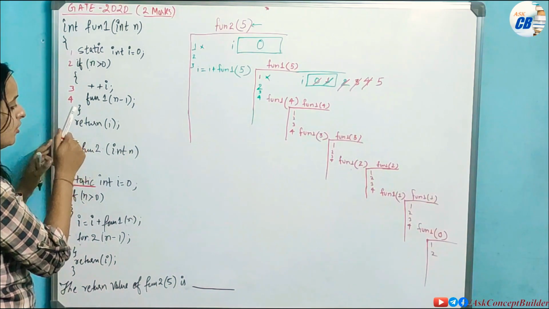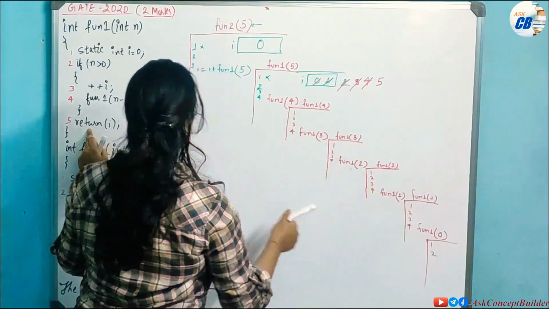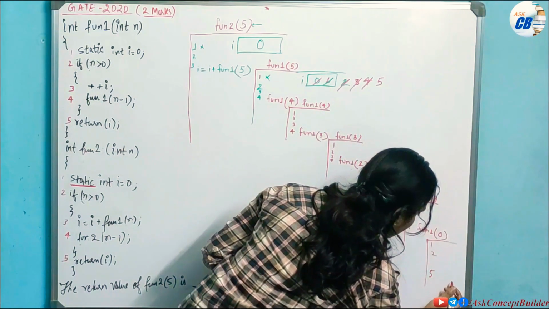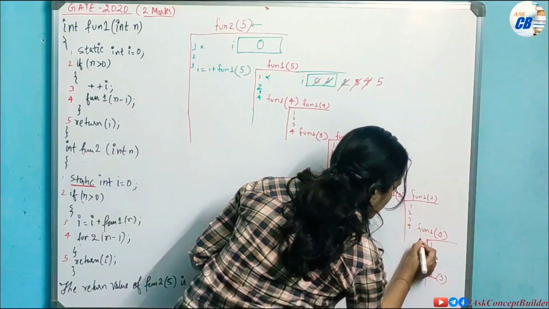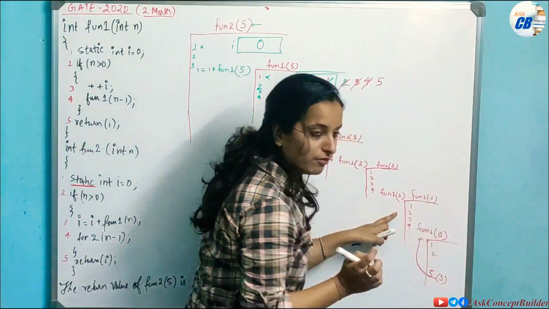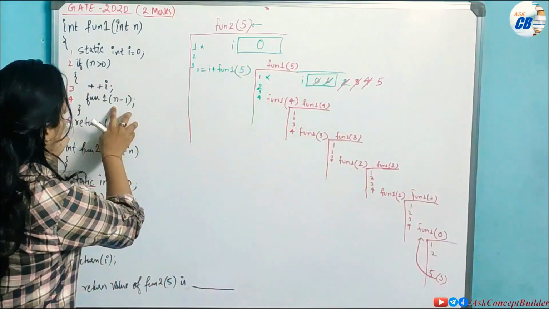The fifth statement is return i. Now see, the i value is 5. In the fifth statement, return i means return 5. So the value 5 will be returned back to the point from where it was called. Now see, it was called from the fun1 function at the fourth statement. At the fourth statement we were calling it.